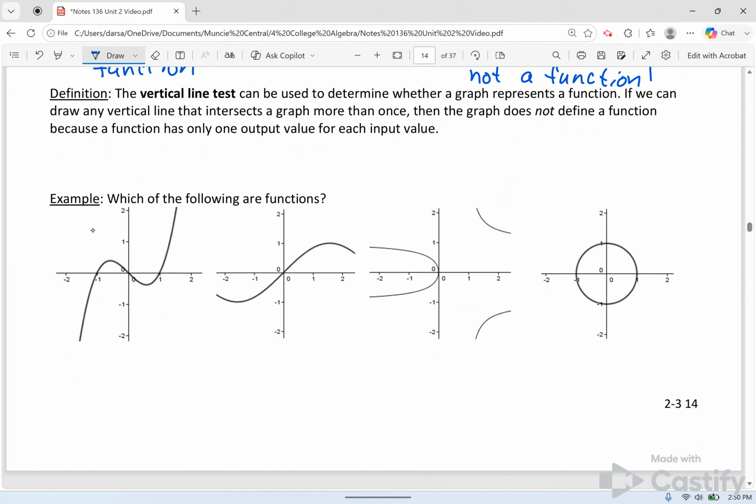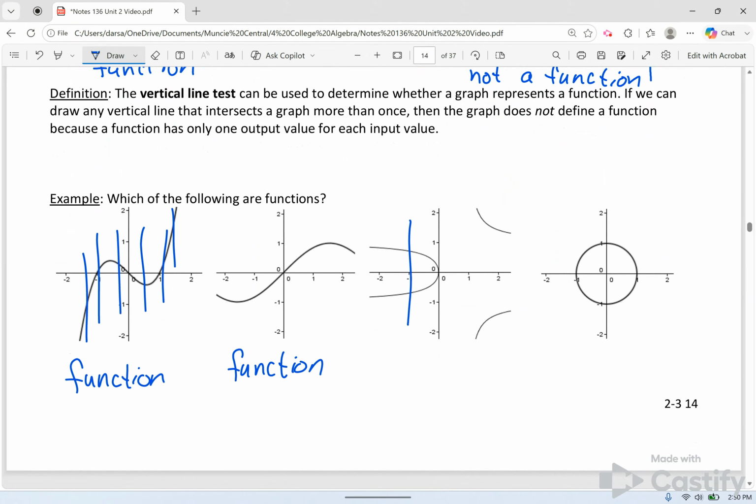So every vertical line here only goes through one point. This one is a function. This one is also a function. But if we look at this guy, look, there's a vertical line. Does it go through two points on the graph? Yep, this one is not a function. And my favorite one here, look at this vertical line right here. It goes through two points. Again, not a function.